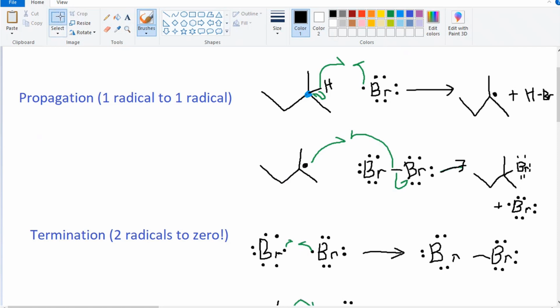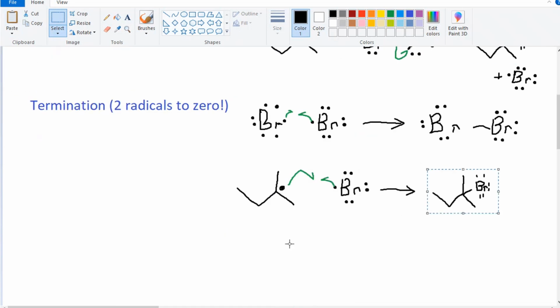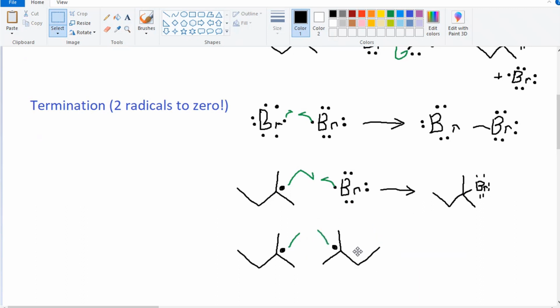So I get one of these bad boys. Copy, paste. So that would be the second termination step. Third termination step would be if I had one of these alkyl radicals. Copy, paste, paste. Could have one of these bad boys.